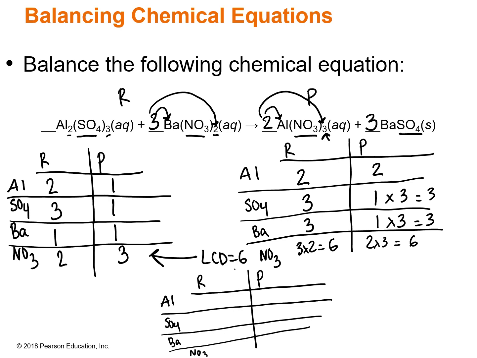So we'll start fresh. And remember, we're going to use all of these coefficients that we added in to do this tally. So for the reactant side, we've got 2 aluminums, 3 sulfates. We've got 3 times 1 for the barium, which gives us 3. And 3 times 2 for our nitrates, which gives us 6. On the product side, we've got 2 times 1 for our aluminum, which gives us 2. 2 times 3 for the nitrates.